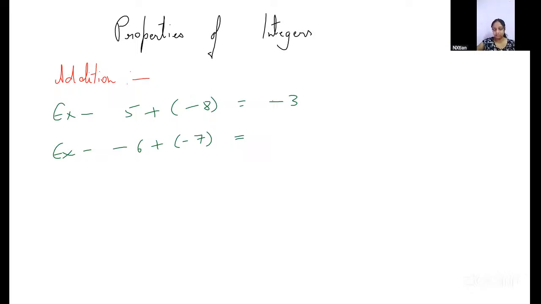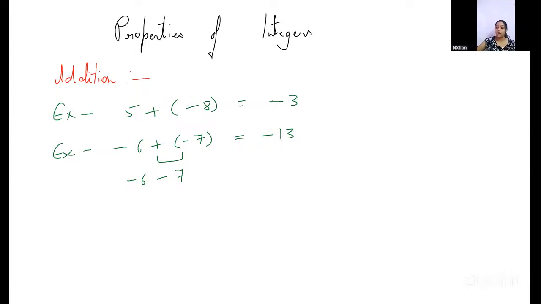Minus 13. Okay, the answer is minus 13. How? Minus plus in the center becomes minus. So it becomes minus 6 minus 7. Minus minus are there, so we add. So 6 plus 7 is 13, and 7 is of minus, so we will do minus 13. Understood? Okay, so minus 13.